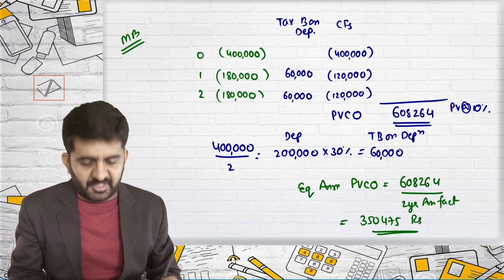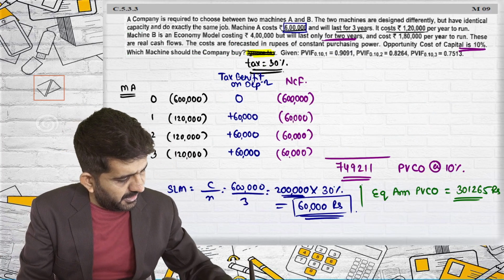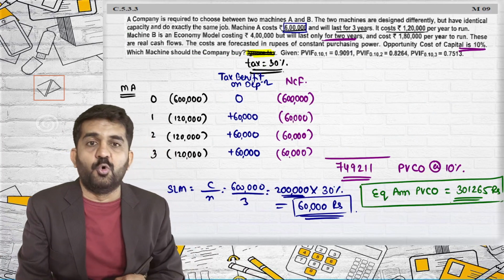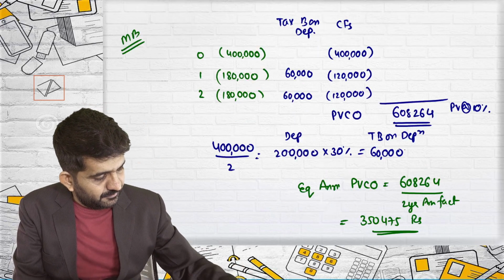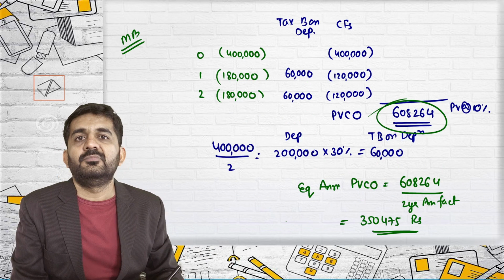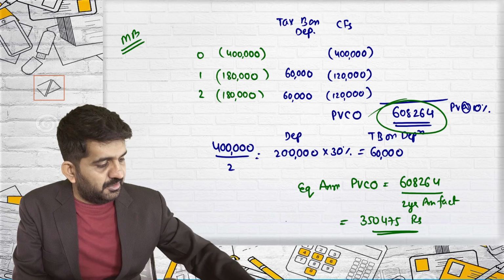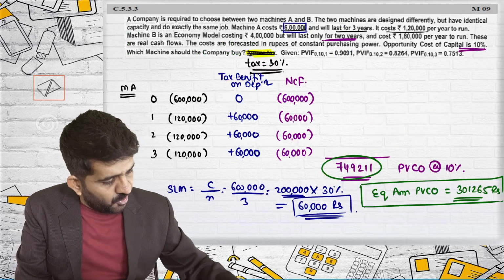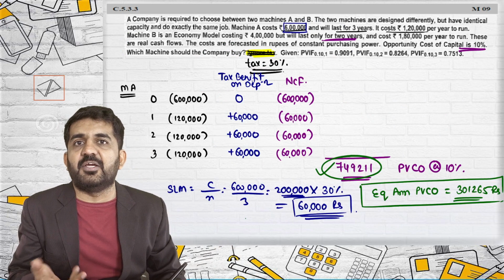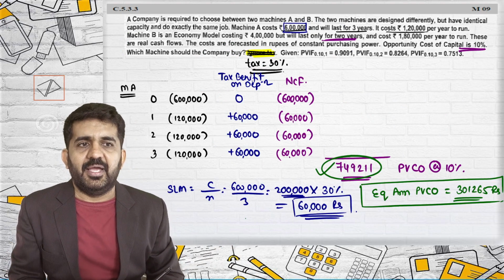Thus both are cash outflow. Lower is better. Which is lower? Machine A, equalized annual amount is lower. See, if you will see total, in machine B it is lower, but you cannot take total. This is cash outflow for 2 years. This is cash outflow for 3 years. They can never be compared. So we do that concept of equalized annual.